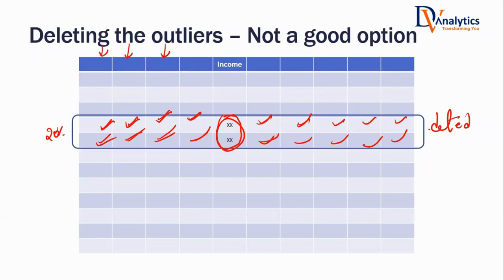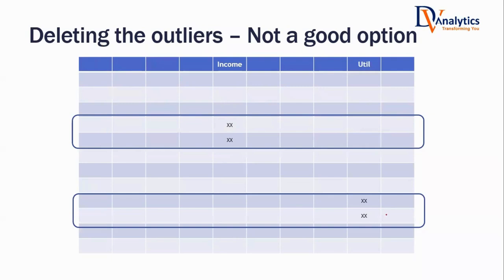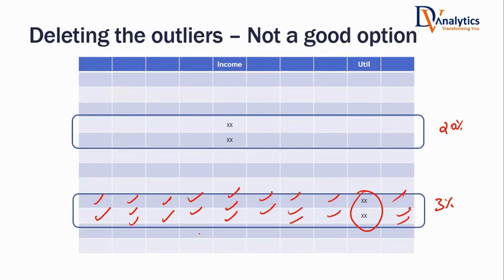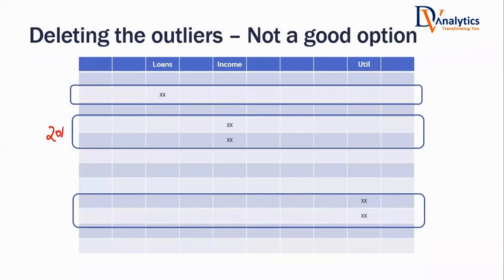Deleting means deleting the whole row. 20% of the income was missing. That's why you deleted the whole row. In utilization, there are 3% issues here, only in utilization. Their monthly income was available, valuable. Are we going to have that information or going to lose that information if I delete? We lose that information. Now monthly income 20% issues, number of loans around 3% issues, utilization 3%.